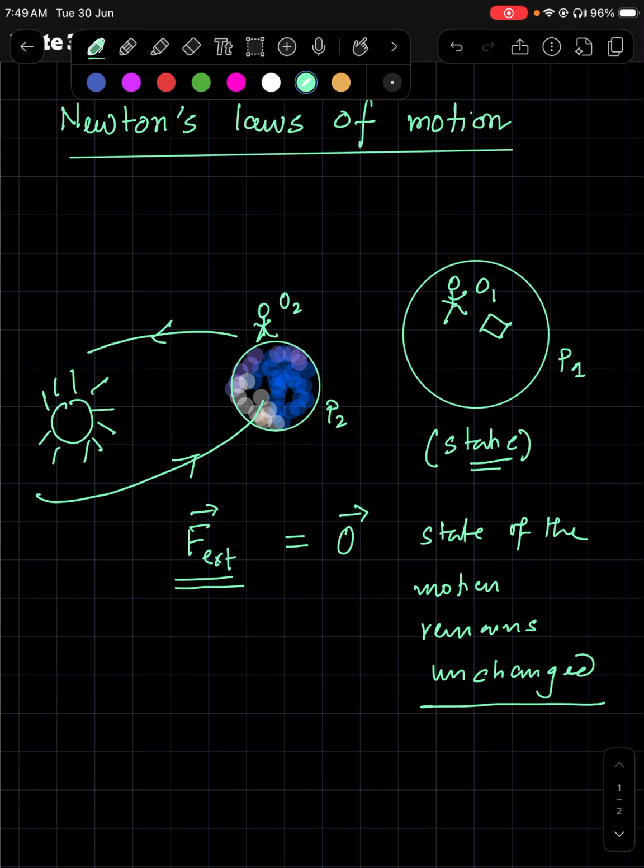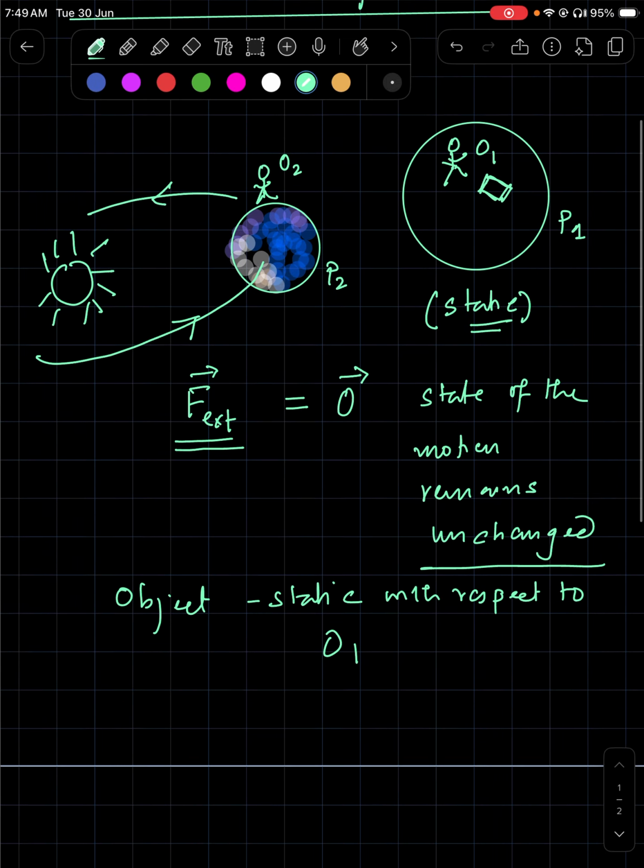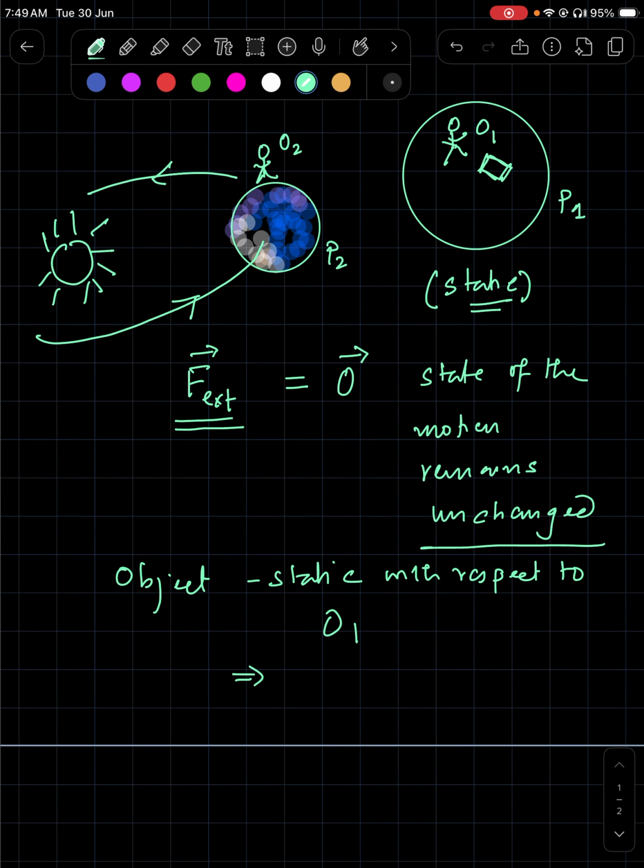If I consider only O1, the observer, then we will say the object is not moving, right? Because it is static. Both are static. So the object is static with respect to observer 1. Static means its velocity is 0.